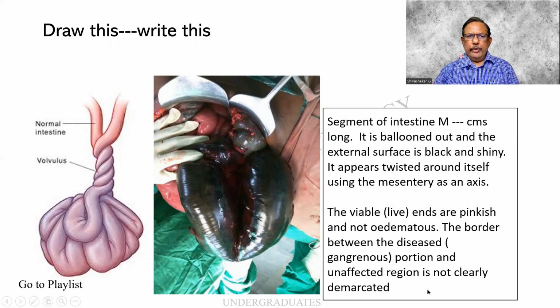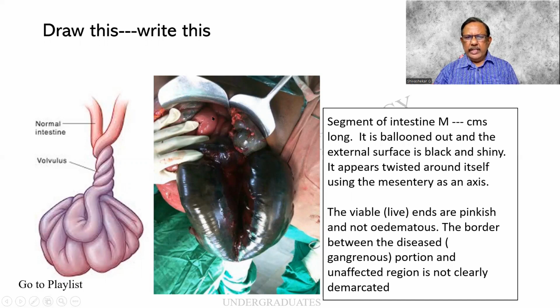I would like you people to loudly read this out and write it. Segment of the intestine measuring so many centimeters long. It is ballooned out, external surface black and shiny. It appears twisted around itself using the mesentery as an axis. This is a surgical specimen. And this is being taken out.